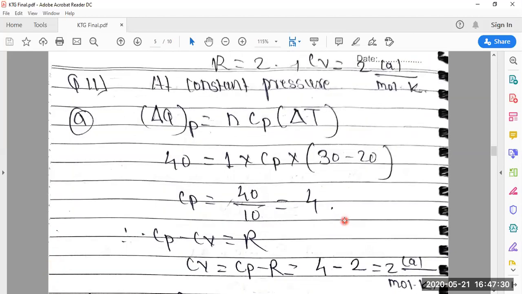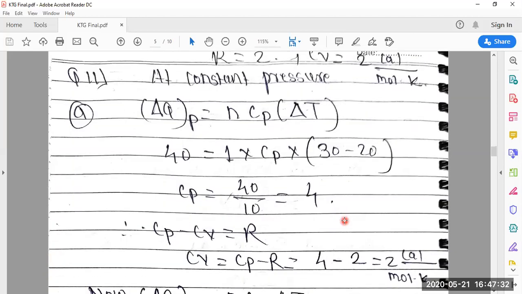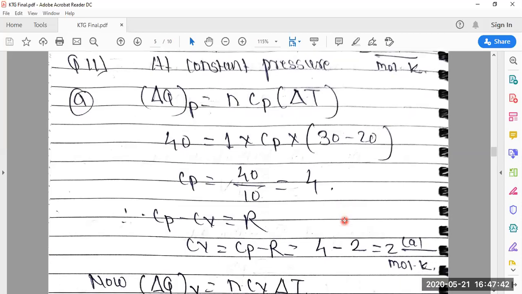Question number 11. In question number 11, 40 calories of heat is needed to raise the temperature of 1 mole of an ideal monoatomic gas when its temperature increases from 20 degrees to 30 degrees at constant pressure. Then calculate the amount of heat required to raise the temperature over the same interval at constant volume.